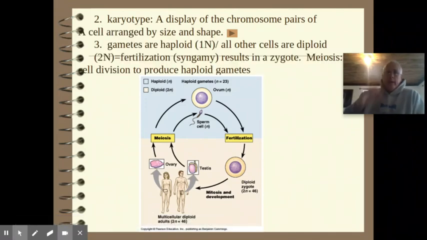We have these gametes. Gametes can be an egg or sperm cell. Gametes is just a general term we use. It just means we have a haploid number. And all other cells are what we call diploid, 2N. Gametes are the only ones where we're going to get a 23 in humans, a haploid number.